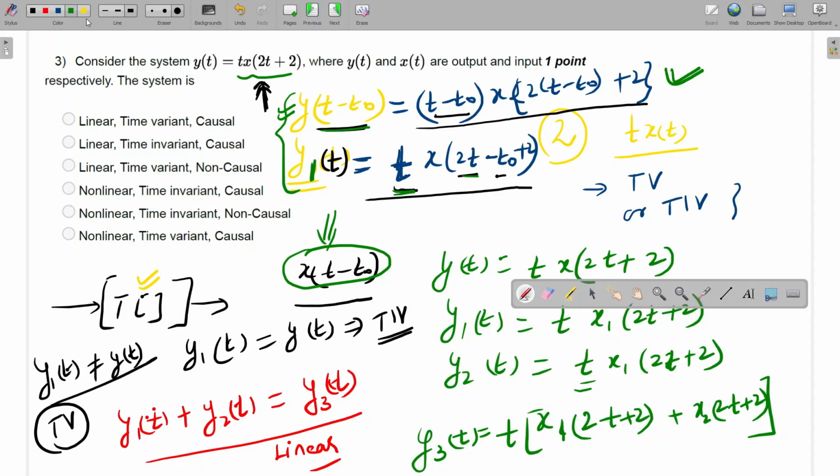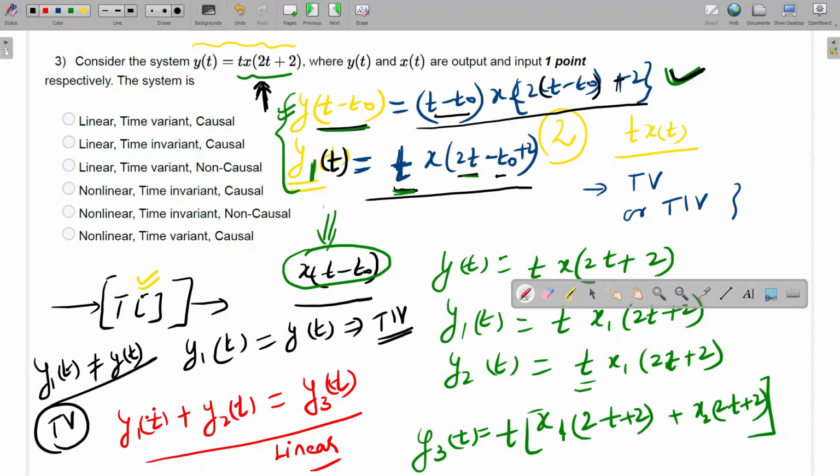See, what are the steps? First, this is the system. So this y(t minus t naught) I'm calculating. We have to put t minus t naught at every t. In place of t, we are putting t minus t naught. So this will be (t minus t naught) into x(2(t minus t naught) plus 2).